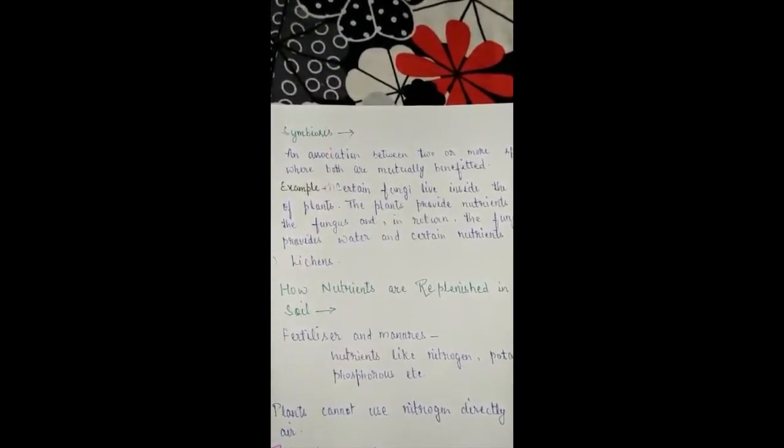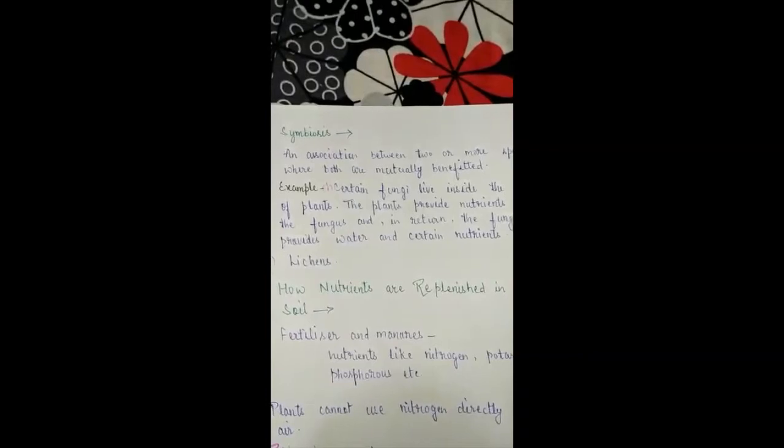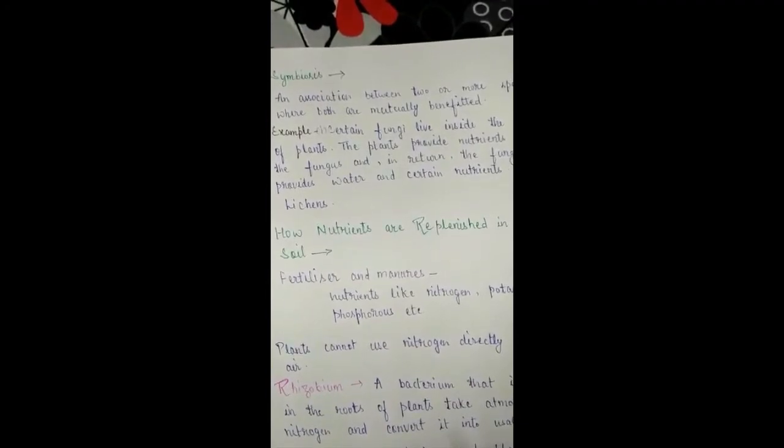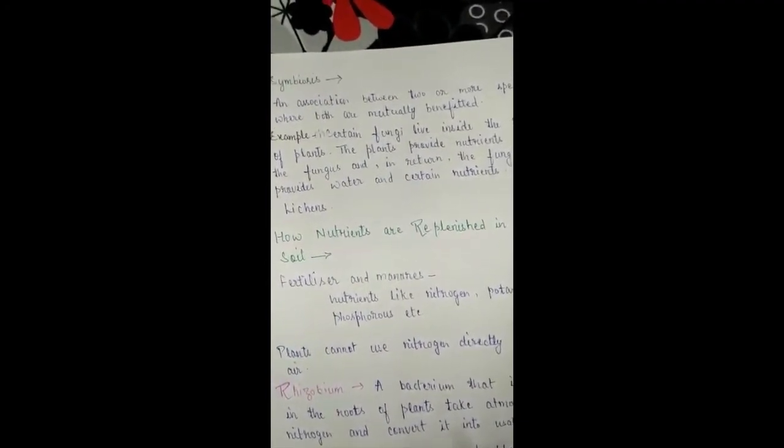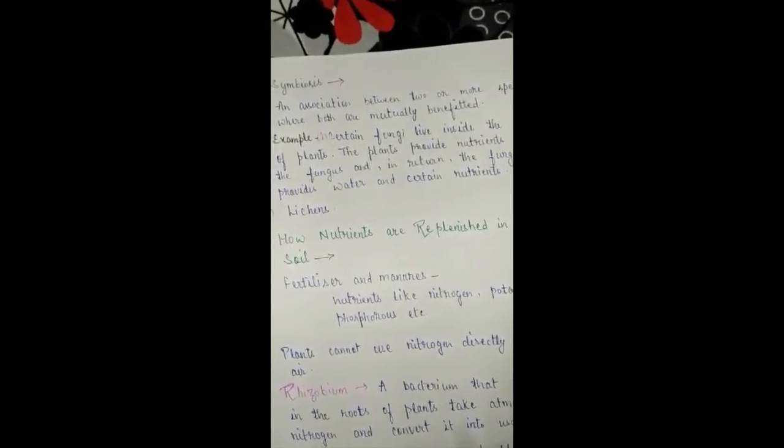Another example of symbiosis is lichens. The lichen contains both algae and fungus. The algae is the chlorophyll containing partner, and the fungus provides shelter, water, minerals to the algae, and in return the algae prepares food for the fungus. As the algae contains chlorophyll, it can prepare its food on its own, and it gives the food to the fungus.